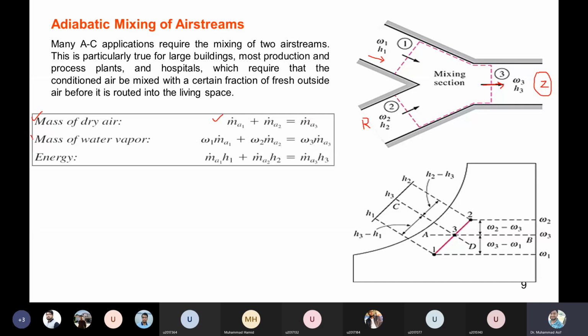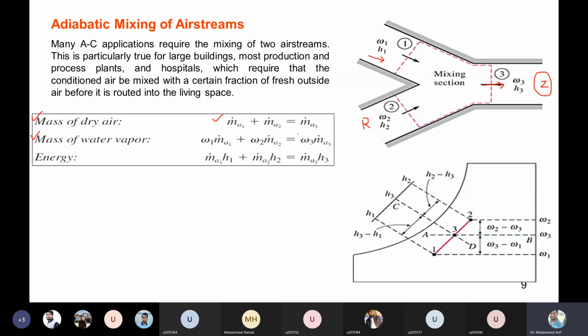Similarly, we can apply the mass balance for the water vapor. The water vapor at section 1 plus the water vapor at section 2 should be equal to the water vapor at section 3. At section 1, the water vapor is omega 1 into Ma1, plus the water vapor at section 2, omega 2 into Ma2, and that should be equal to omega 3 into Ma3. Similarly, for the energy balance, the enthalpy of the moisture at section 1 plus the enthalpy at section 2 should be equal to the enthalpy at section 3.